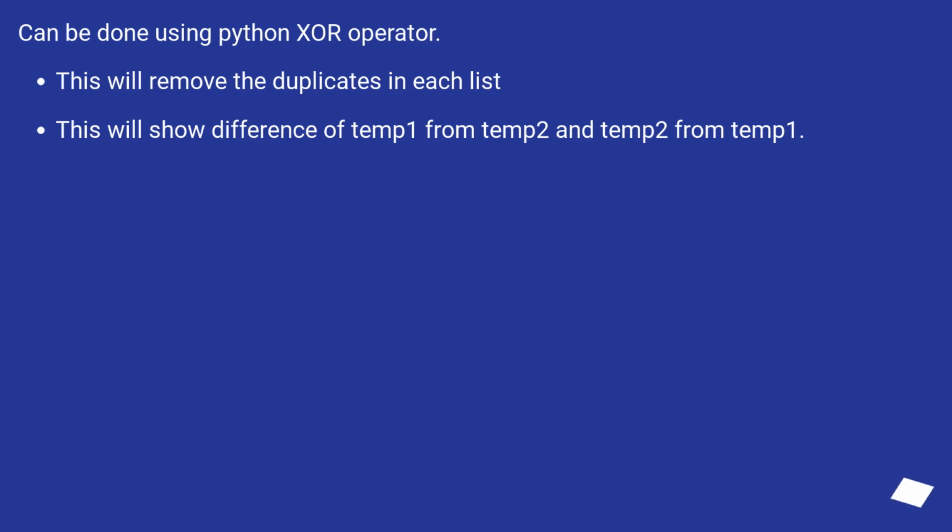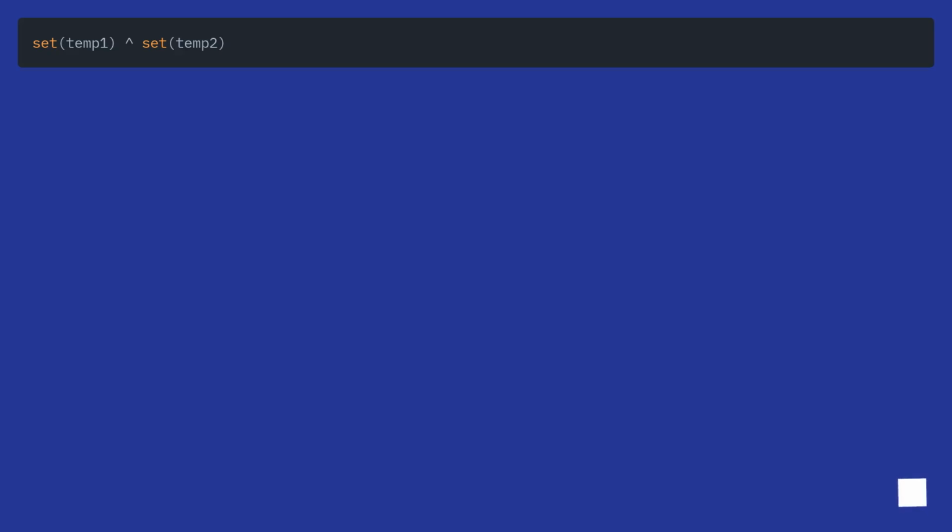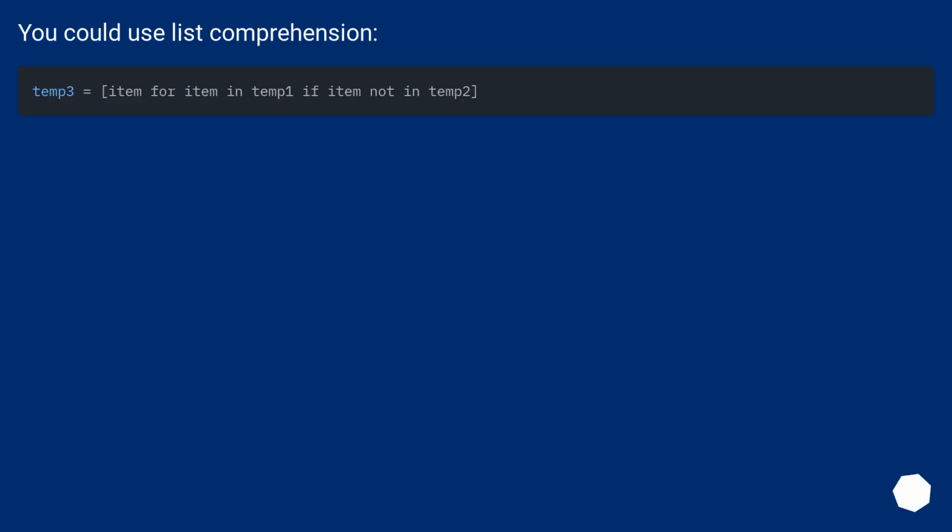Can be done using Python XOR operator. This will remove the duplicates in each list. This will show difference of temp1 from temp2 and temp2 from temp1. You could use list comprehension.